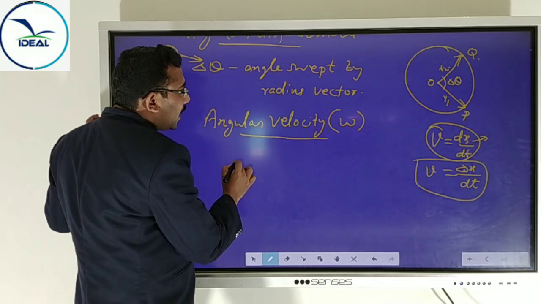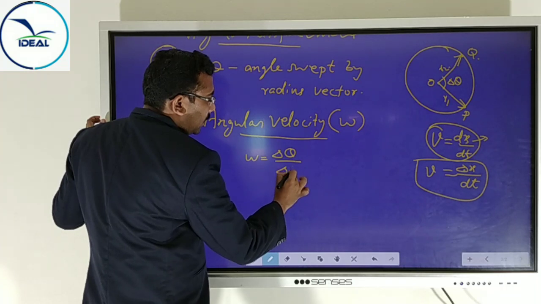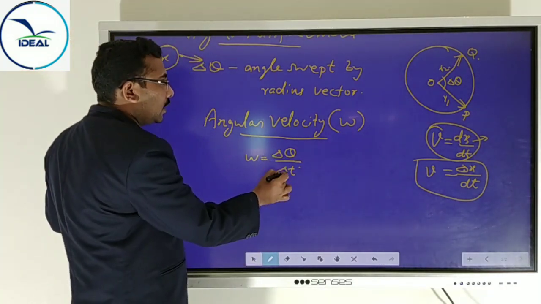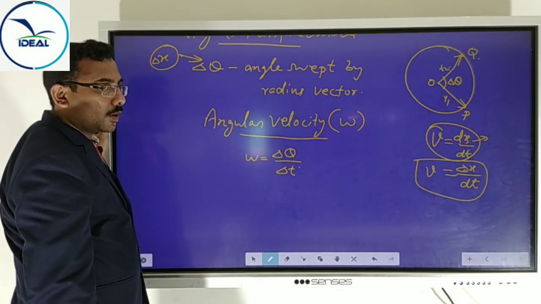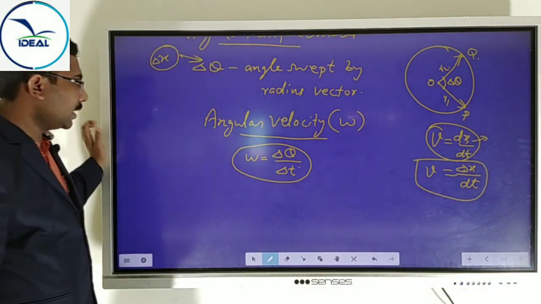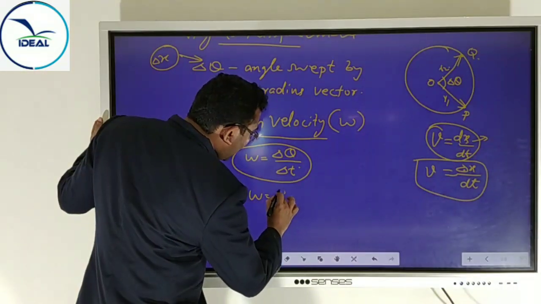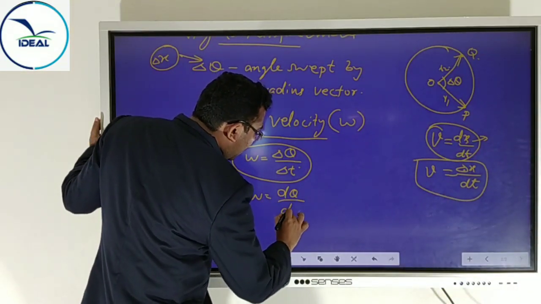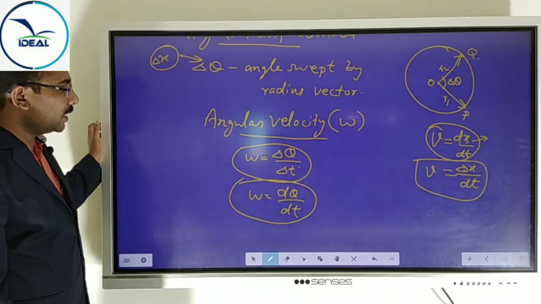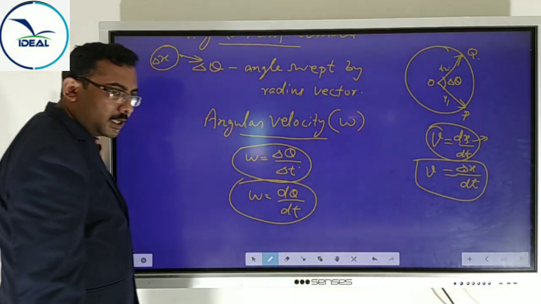Similarly, the angular velocity is the rate of change of angular displacement, delta theta by delta t. That is omega equal to delta theta by delta t, or we can write omega is equal to d theta by dt in differential form. If the angular velocity is instantaneous, omega equal to d theta by dt, instantaneous velocity.